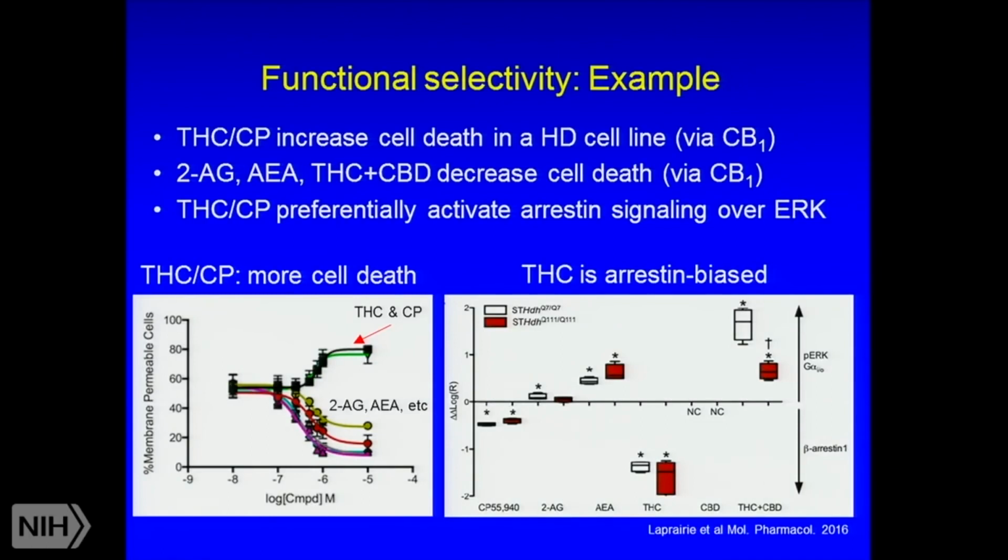This is work from Eileen Donovan-Wright's lab, and when they looked at signaling pathways involved here, and this is a bit of a complicated slide, the main thing to note is that you can either go up or down. Up indicates a bias towards ERK signaling, down bias towards arrestin signaling, and you can see, interestingly, that THC and CP favor arrestin signaling. This seems to culminate in cell death. Anandamide tends to favor ERK signaling, and that culminates in cell survival. And very interestingly, if you combine THC and CBD, you favor ERK signaling and you favor cell survival. So it's kind of an interesting outcome. So with THC, you can't conflate effects of THC with the effects of 2-AG or other compounds.